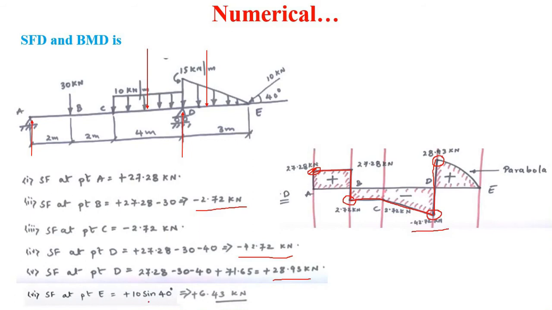Then after this, the shear force at point E is equal to plus 6.43 kilonewton. Okay, so it will be somewhere here. Locate this point here, plus 6.43 kilonewton.